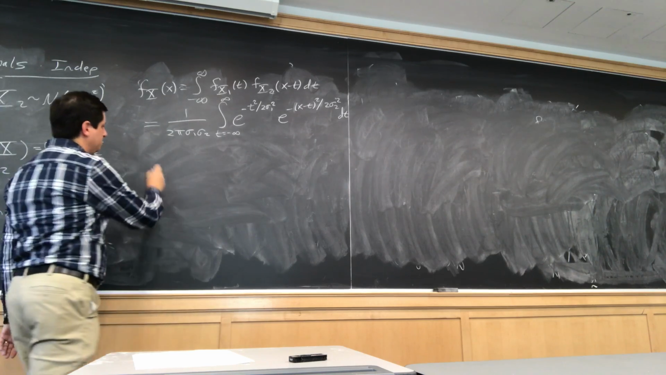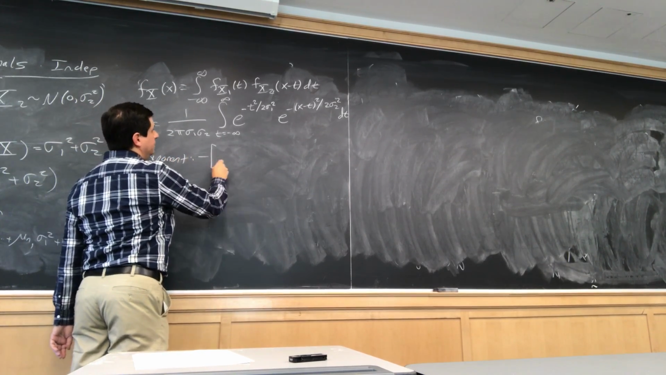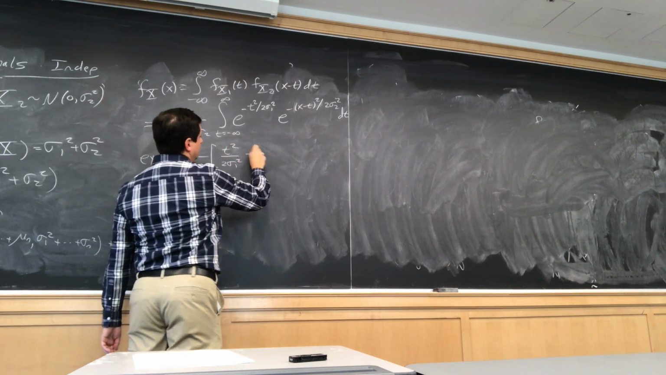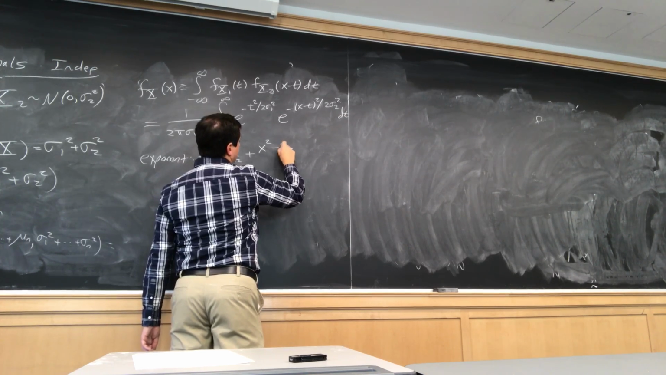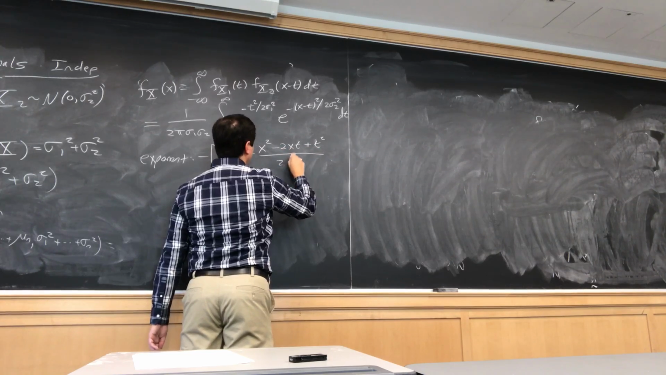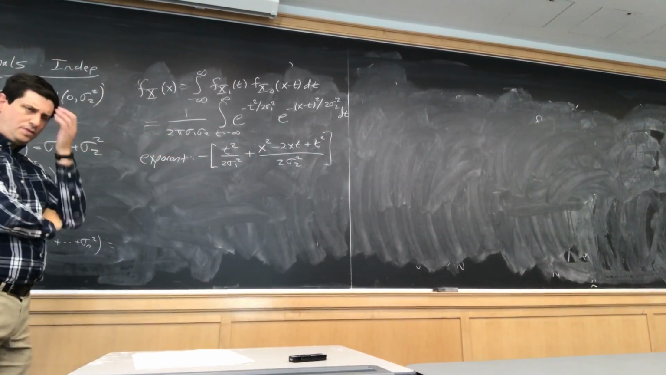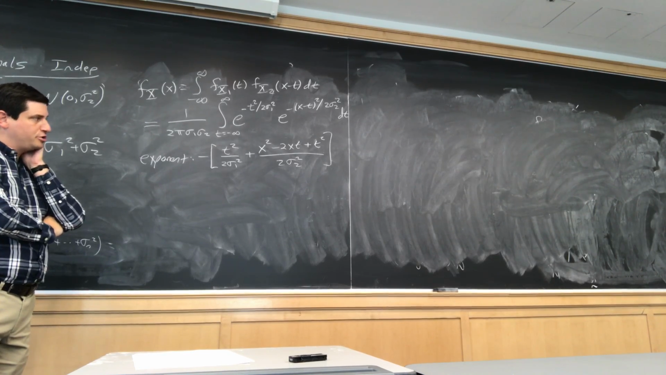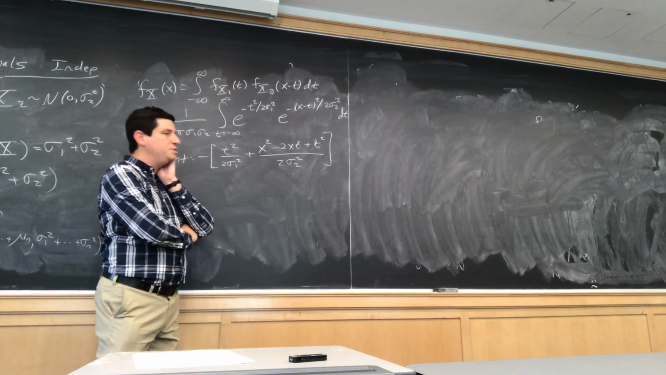So if we look at the exponent, it's negative t squared over 2 sigma 1 squared plus x squared minus 2xt plus t squared over 2 sigma 2 squared. Right? So you do not have to write all this down. This should be in the book. It's not just going through line by line by line and figuring out what's the best way to do this.